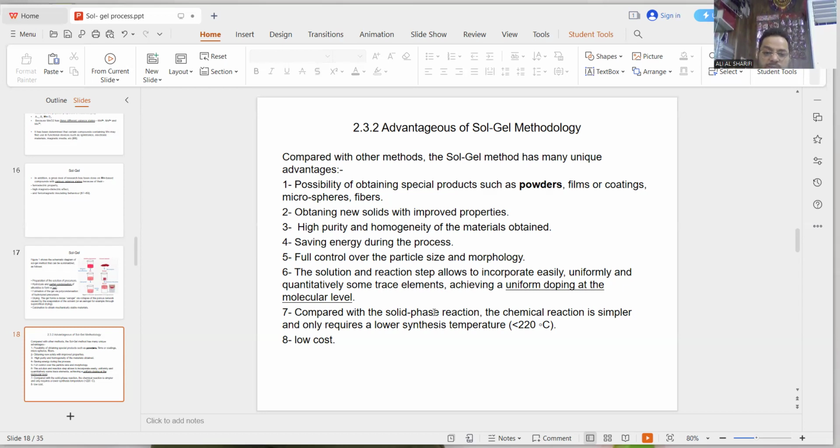Full control over the particle size and morphology. In the solution and reaction, we can produce uniform doping at molecular level. Compared with solid phase reaction, which is very commonly used to produce perovskite oxide ceramic, it needs a temperature less than 220 Celsius. By that, it's low cost.